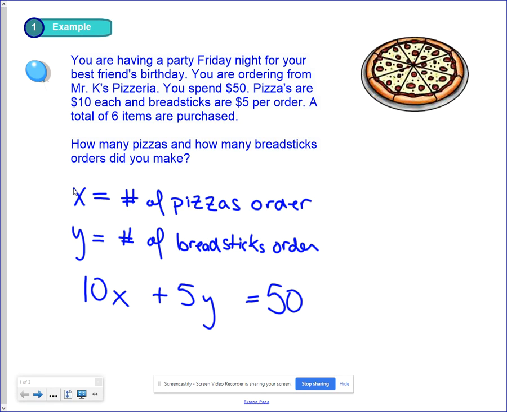Now, it also says we bought 6 items. So that means if you add X and Y together, that should equal 6. So here is my system of equations. And now I need to solve it. You can either do elimination or substitution. Well, if you look at this problem, it looks really easy to do elimination on. So let's do elimination.